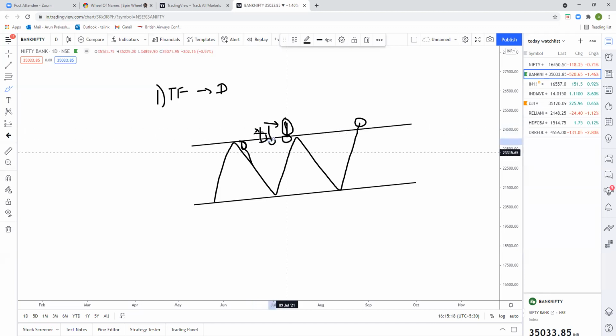Now, what was his mistake is, he has drawn a pattern in daily time frame, but he is going long considering this breakout using 5-minute time frame. That is the mistake here.